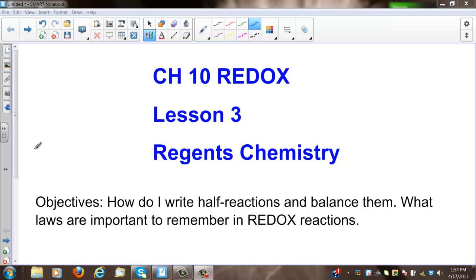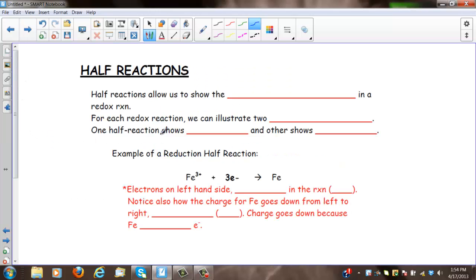Okay, this is Chapter 10, Redox, Lesson 3 in Regents Chemistry. And in today's lesson, we're going to learn how to write half reactions and to balance them, and what laws are important to remember when dealing with redox reactions. Half reactions allow us to show the exchange of electrons in a redox reaction.